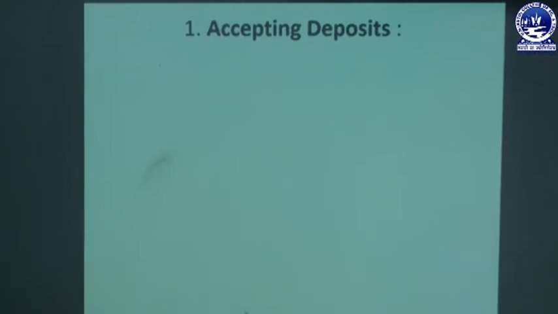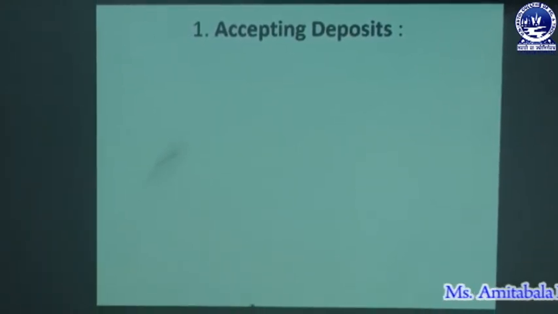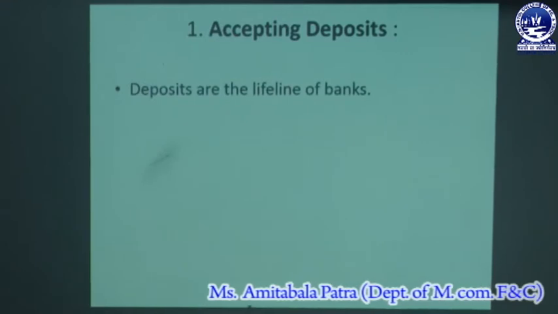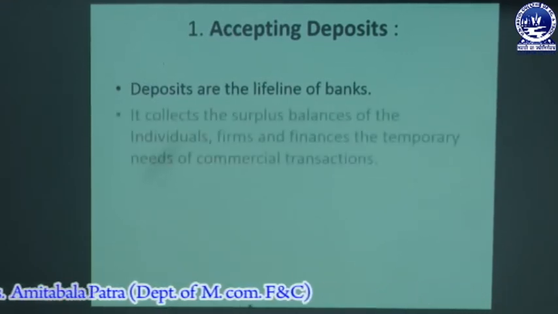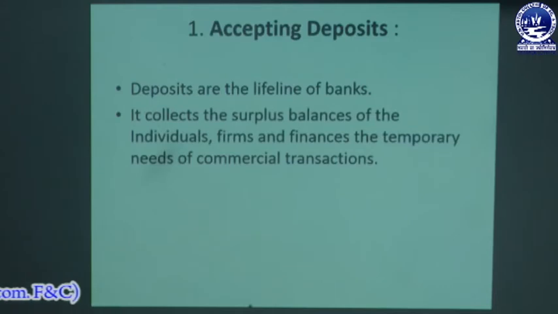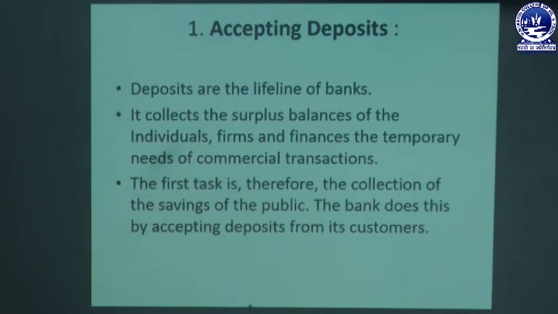It is the prime function of the commercial bank, and deposits are the lifeline of the banks. It collects the surplus balances of individuals and firms, and finances the temporary needs of commercial transactions. The first task is therefore the collection of the savings of the public, and the bank does this by accepting deposits from its customers. So the first and the prime function of the commercial bank is accepting deposits.